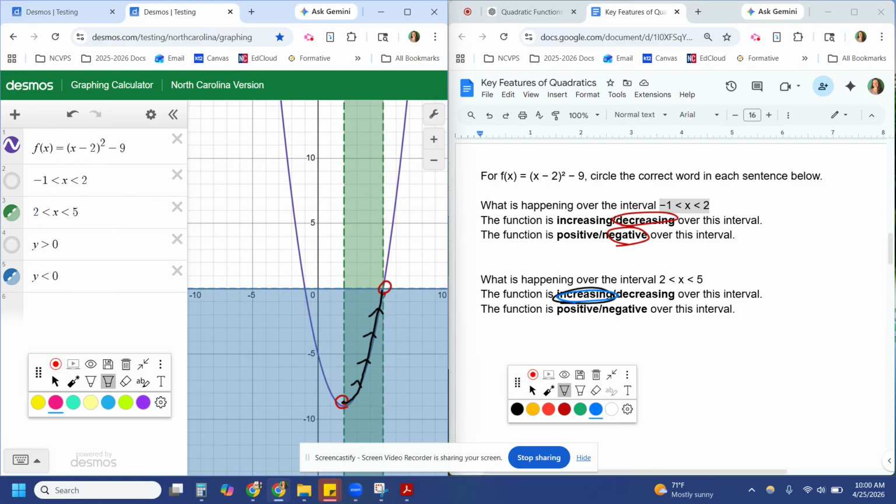Remember, if you need to sketch it out, you can. But we're definitely still below, so this is, again, a negative interval. So we could say, over the interval 2 to 5, the function is both increasing and negative.